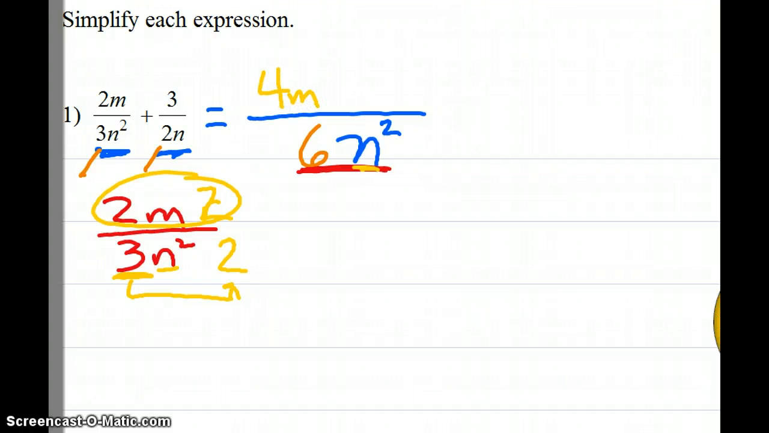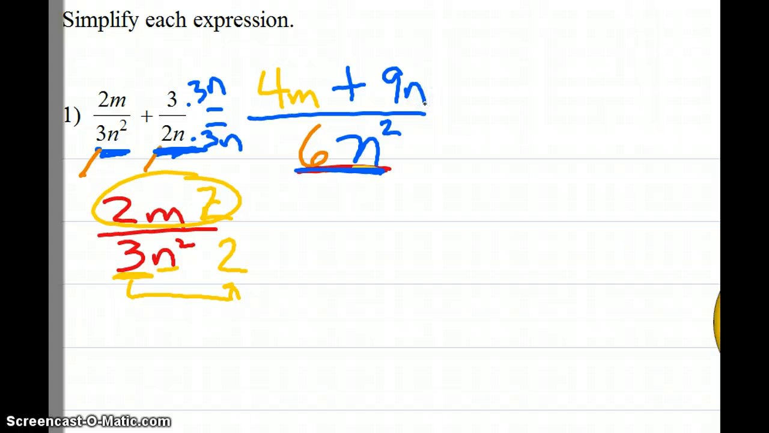If we ask the same question with the 2n, how do I get a 2n equal to 6n squared? I need a 3. And for n to become an n squared, I also need an n. So we're going to multiply both top and bottom by 3n. So that would become 3n times 3, which is 9n.